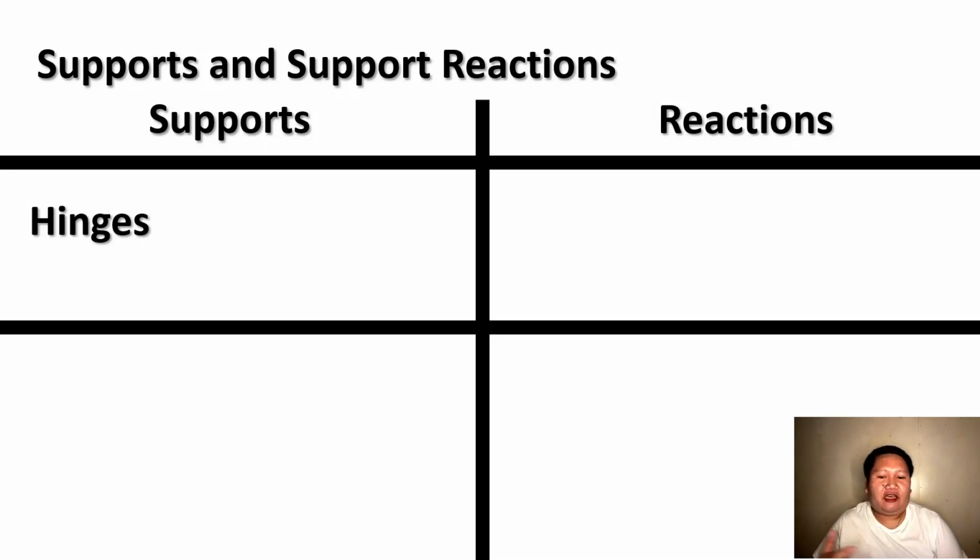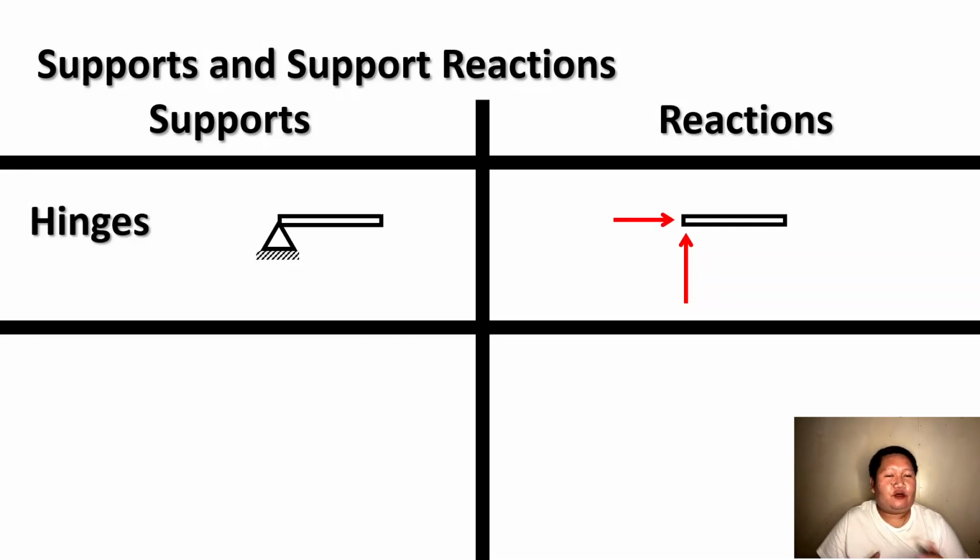For example, if we have a hinge, that's a hinge. If we are going to translate it into force, then the hinge will provide us two forces, vertical and horizontal. Or one is perpendicular with the line of action of the beam or the structure, and the other one is horizontal, or in the same line of action.